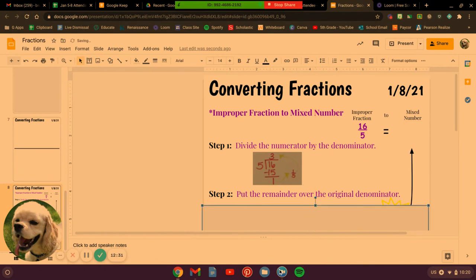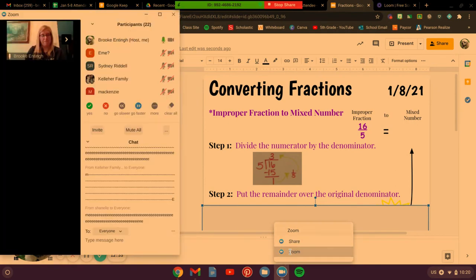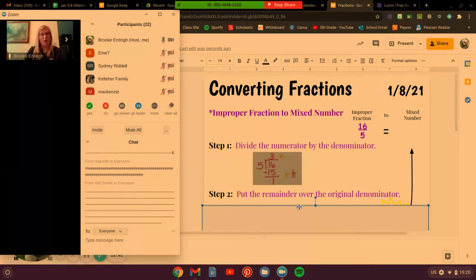So in 5th grade, I put 1/5 kind of to the right of my work here to show step 2. If you want to, you can write 1/5 underneath step 2. Because we're taking the remainder 1 and we're putting it over the original denominator, which is 5. So once you have step 2 written down and you have written 1/5, I want you to put in the chat box that you are ready to move on.